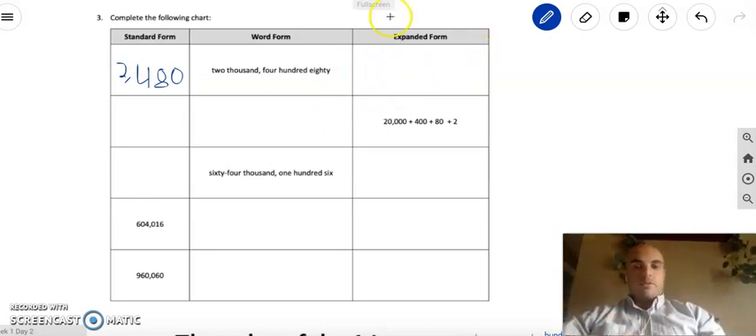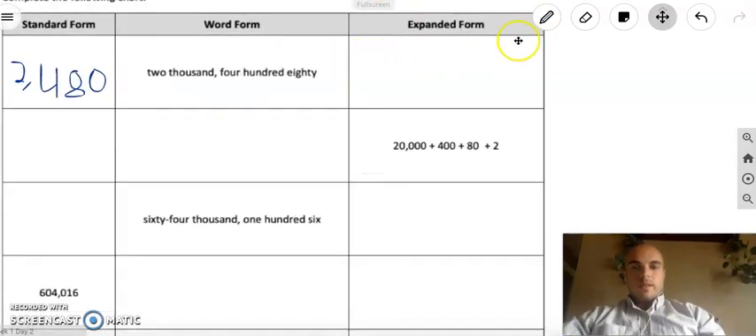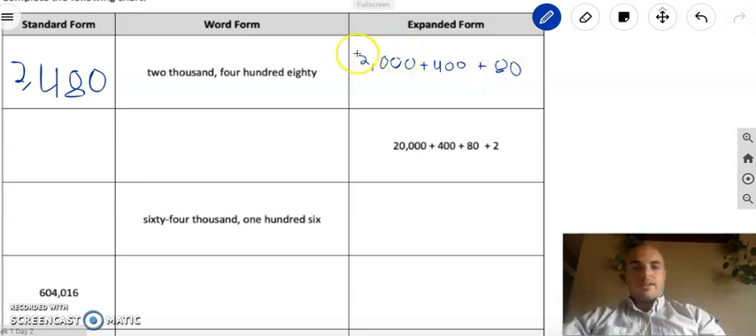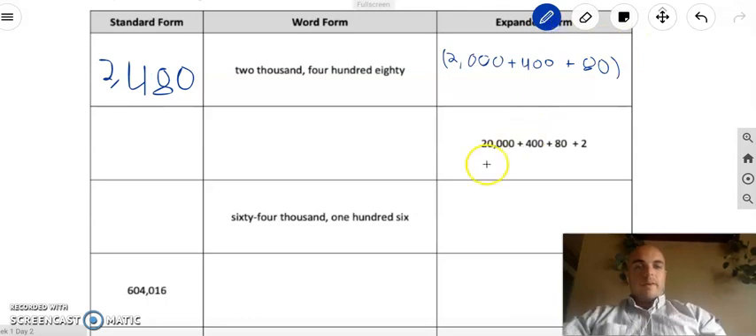I'm going to zoom in so we have lots of room to work here. I have 2,000 plus my 400 plus my 80. Notice again, I'm not putting that 0 that's in that ones place in here. I don't need to add a 0 on the end of this. It's redundant. There's no need to do it. Let's move over a little bit. So I have my expanded form, 20,000 plus 400 plus 80 plus 2.